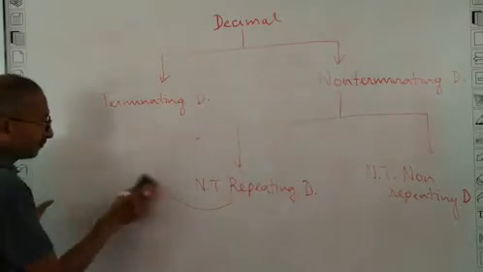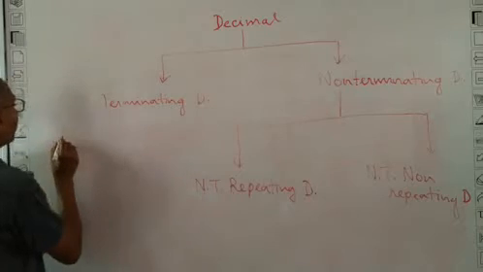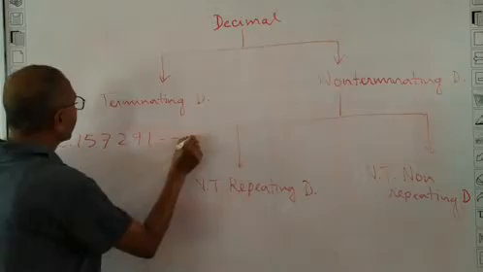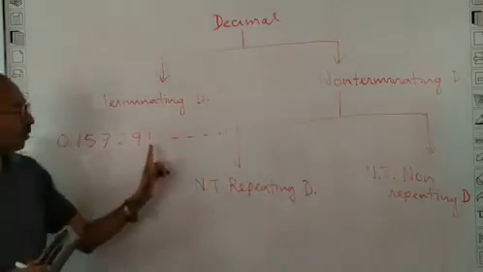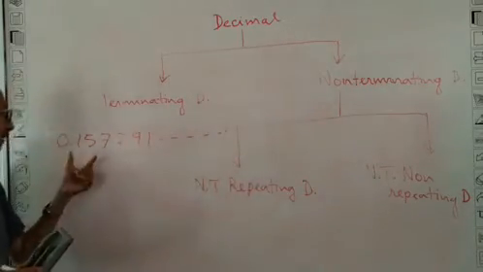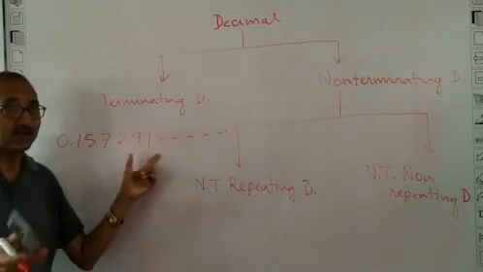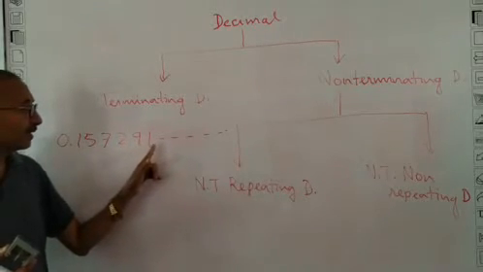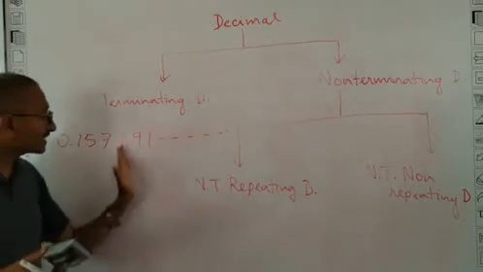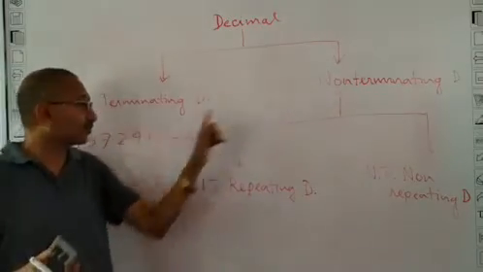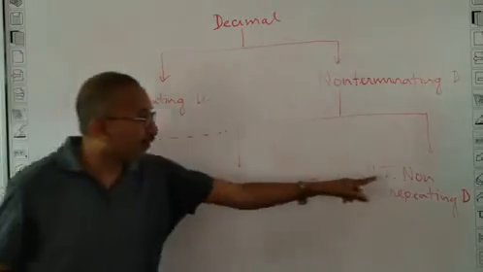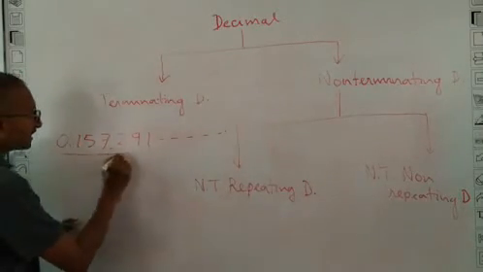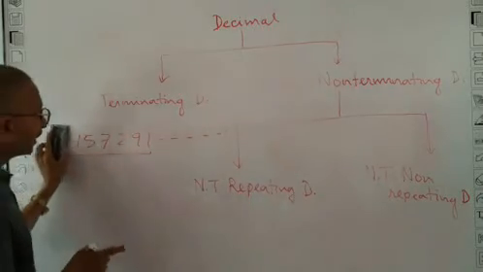But if I write 0.157291, this is also non-terminating, but there is no orderly repetition here. Of course, one is repeated here, but we will not say that the repetition is following some order. So this is a non-terminating decimal, but it is non-repeating also. So this type of decimal is said to be non-terminating, non-repeating.